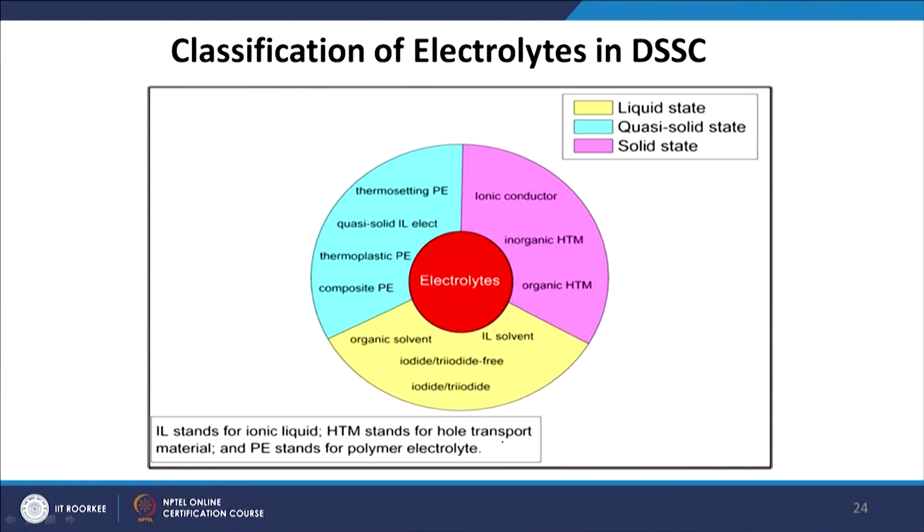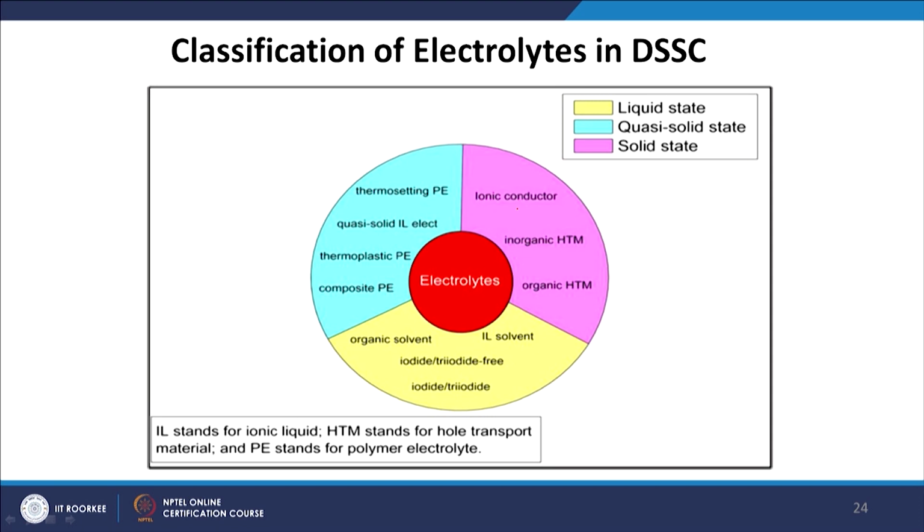Now, we can also classify the various types of electrolytes in a DSSC device based on their physical state, whether they are liquid state, solid state, or in between liquid and solid, that is quasi solid state. So, look at this pie chart.